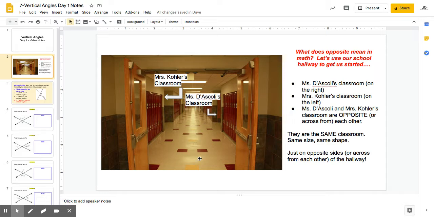So this is the 100s hallway, right when you come up the steps from the lower 100s to the upper 100s where all the Pioneer classes are. My classroom is on the right, and Mrs. Kohler's classroom, who's the math teacher on the West team, is right across from me, or opposite from me. So my classroom and Mrs. Kohler's classroom are opposite of each other, or across from each other. They are the same classroom, they're the same size and the same shape. They're just on opposite sides, or across from each other, of the hallway.